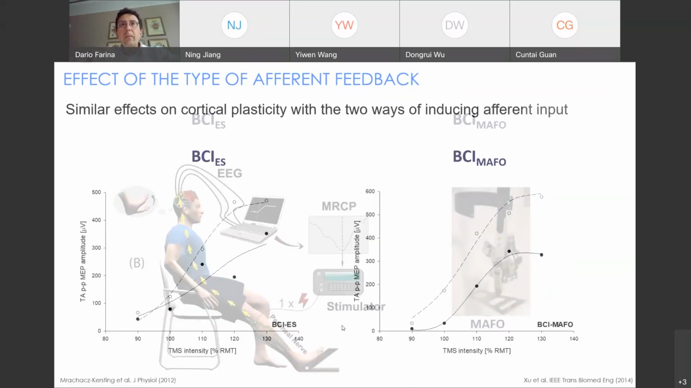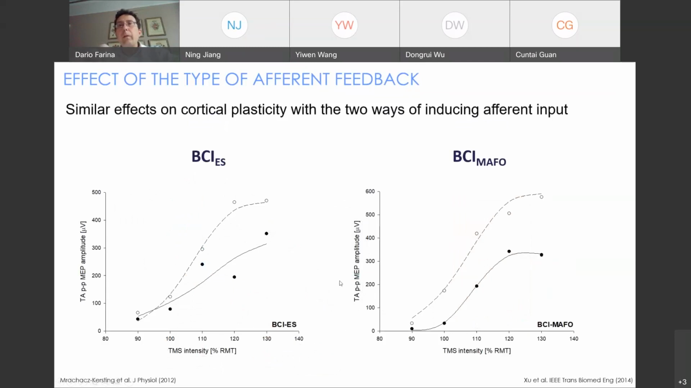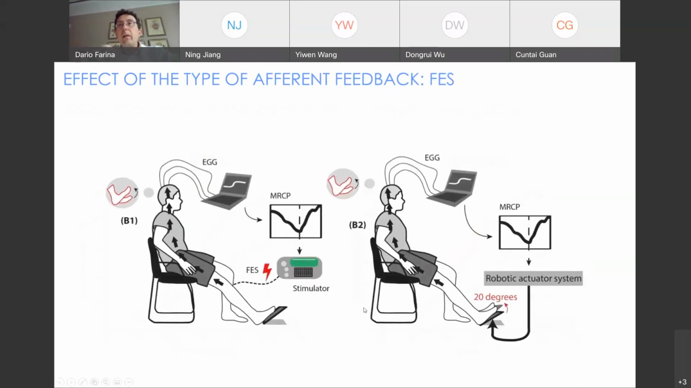And these are stimulus response curves for the case of electrical stimulation and for the case of the foot orthosis. And you can see in one representative result, the statistical results are consistent, that we obtain also an increase in excitability with another way of inducing afferent feedback. And we also checked what happens if instead of a single stimulus or instead of a robotic device, we were having a burst of stimuli.